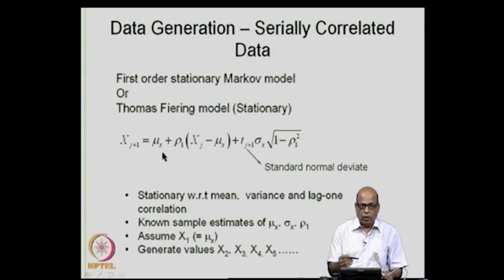When you generate values using this model, the generated data will have approximately the same mean as the historical mean, the same standard deviation as the historical standard deviation, and approximately the same lag 1 correlation as the historical lag 1 correlation. So, once we generate the data, you compare the historical mean, standard deviation and lag 1 correlation with the generated mean, standard deviation and lag 1 correlation. These three comparisons must be acceptable.